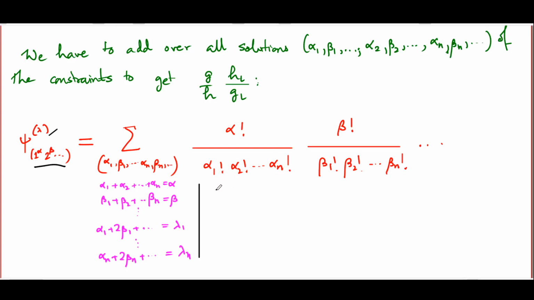For example, this one is the number of ways in which alpha objects can be split up into groups of alpha 1, alpha 2 up to alpha n. This one is the number of ways in which beta objects can be split up into groups of beta 1, beta 2 up to beta n. And all such factors here actually have exactly the same interpretation.